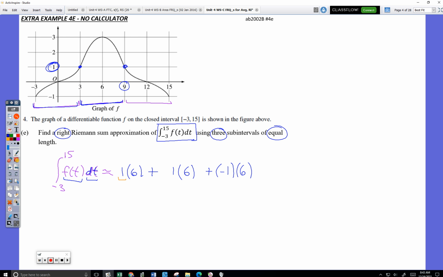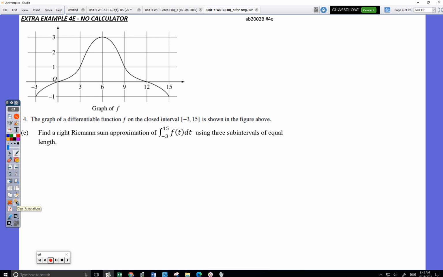Okay, it says we're supposed to find a right Riemann sum approximation of this integral. So we want to write down the integral. Go ahead and write it down.